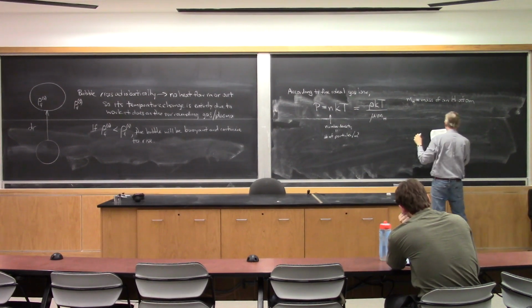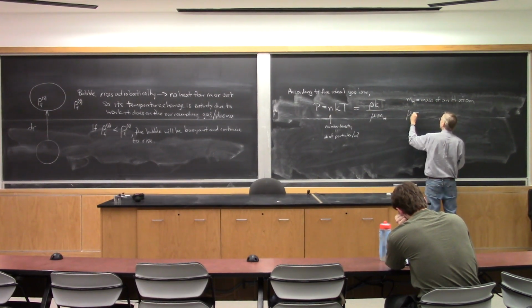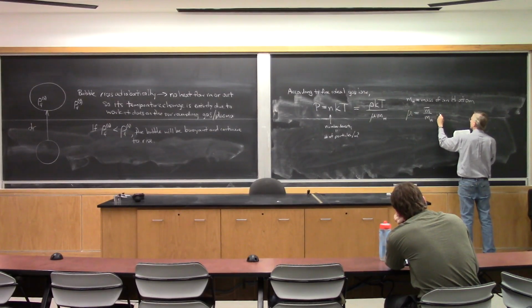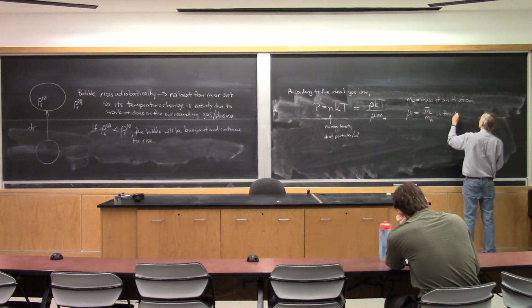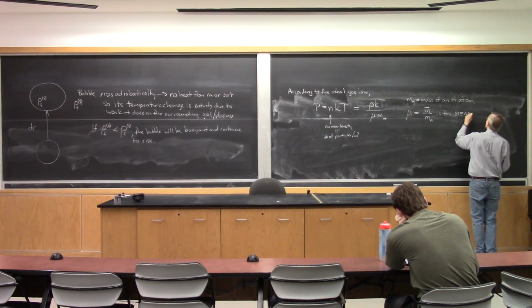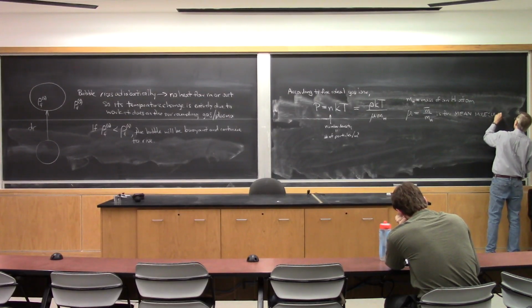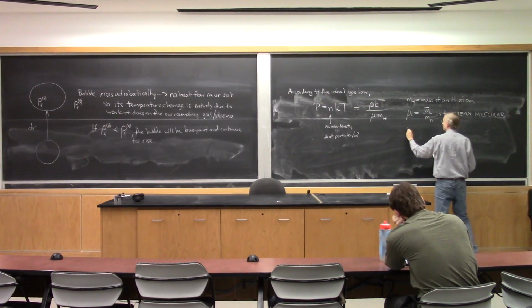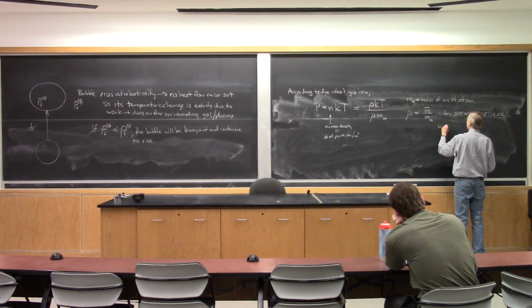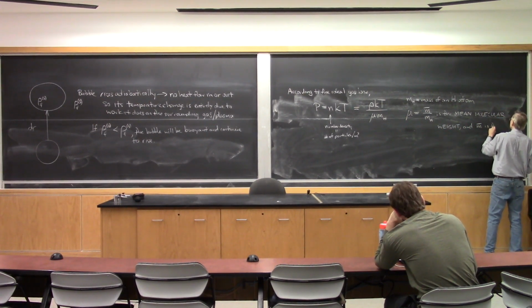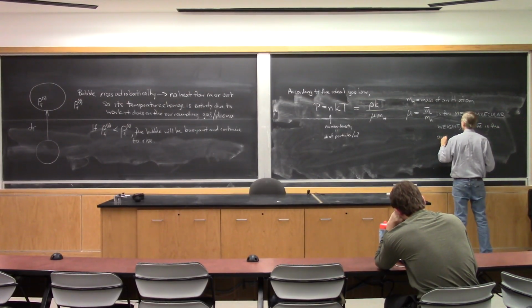Mass of an H atom, and mu equals m bar over m_H is the mean molecular weight, mean as in average, mean molecular weight, and m bar is the average mass per particle.